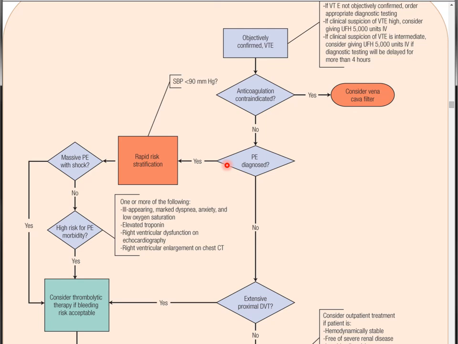And what's the big risk with TPA? Bleeding, right? So you can actually have a hemorrhagic stroke. You can have a bleed out elsewhere. So you got to be very careful with TPA. Make sure you're giving the appropriate dose.